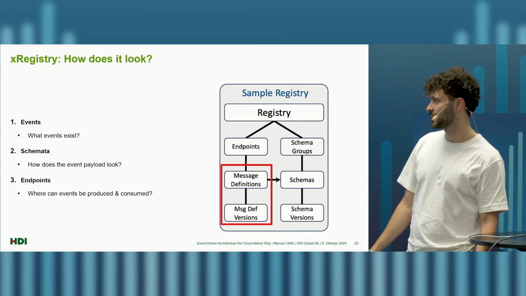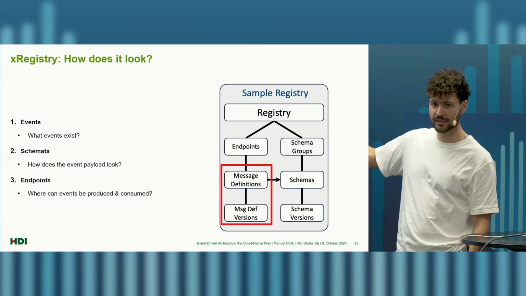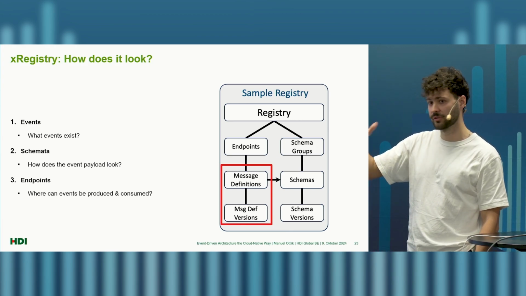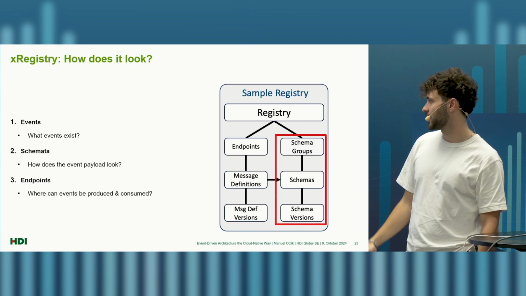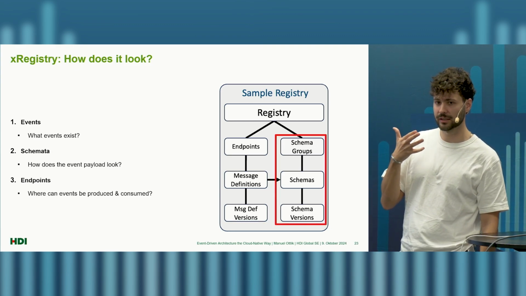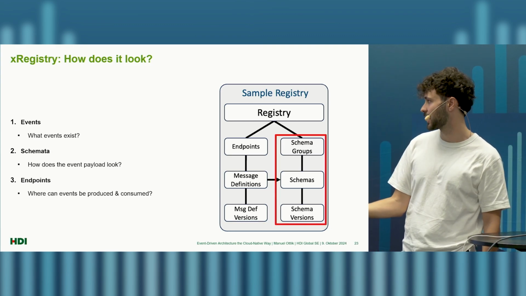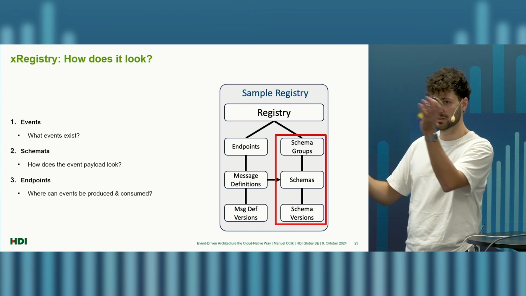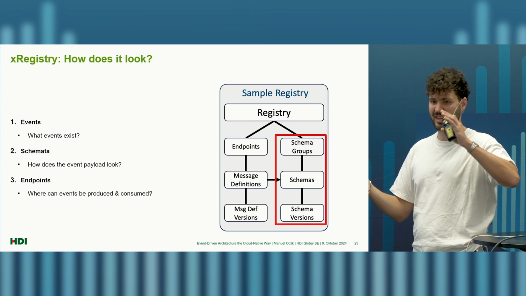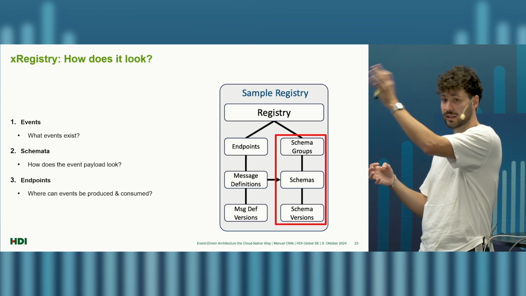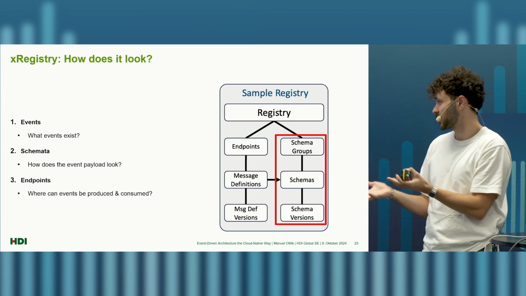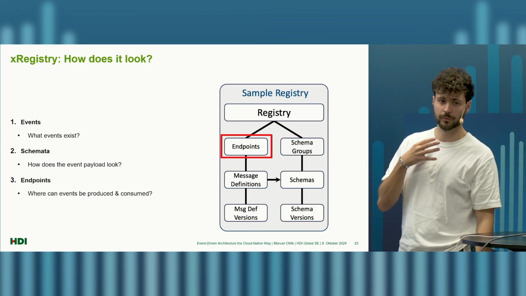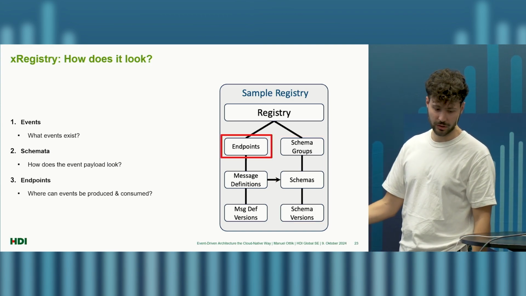So the events, what events do exist? Therefore, we have message definitions and their versions. So you can have a new version of your event, which might have a new extension in it. Then you have the schemas, which target the payload that will be inside that message, because you might have the same schema in two different events, one being the XML version, the second one being a cloud event that is super modern, but the actual schema is the same. And then you have your endpoints as well, which give you information about where events can be produced and consumed.